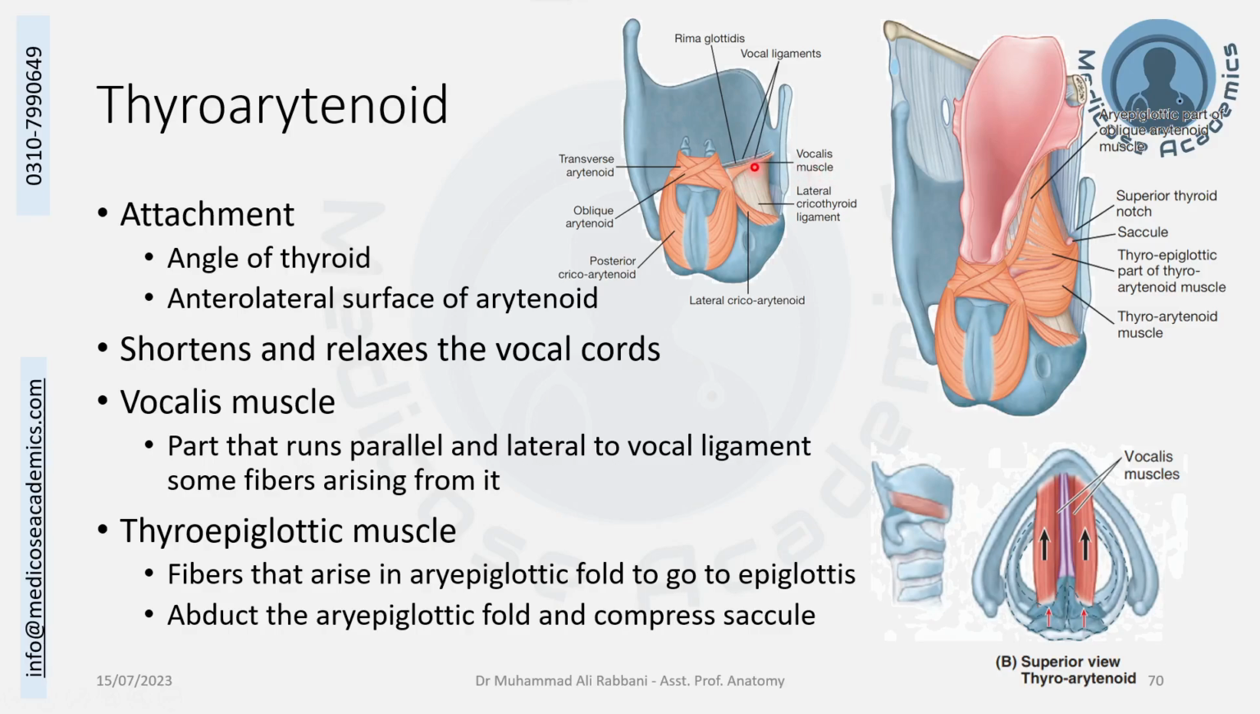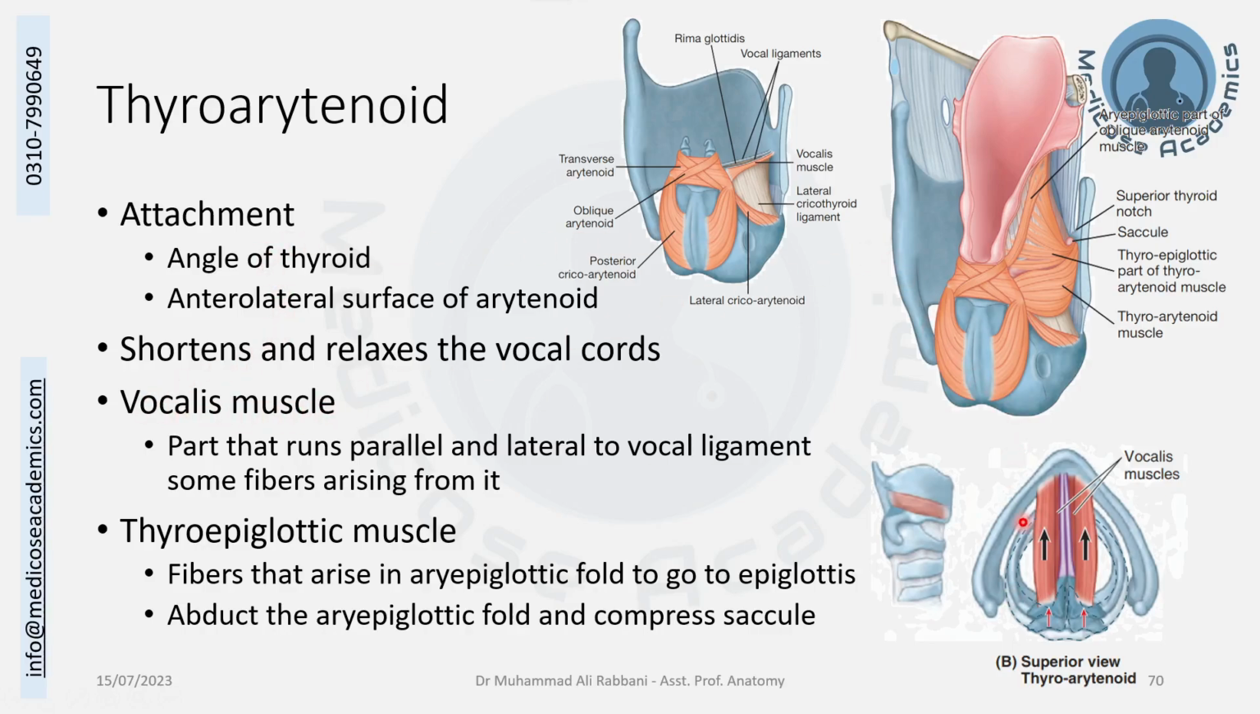So when it contracts, it reduces the distance between the thyroid cartilage in front and the arytenoid cartilage in the back. In the meanwhile, it is relieving the tension from the vocal cord. You can see here, it is attaching to the thyroid cartilage in front and the arytenoid cartilage in the back, and when it is contracting, it will reduce the distance between the two, meanwhile reducing the tension of the vocal cord. So this is the vocalis muscle.